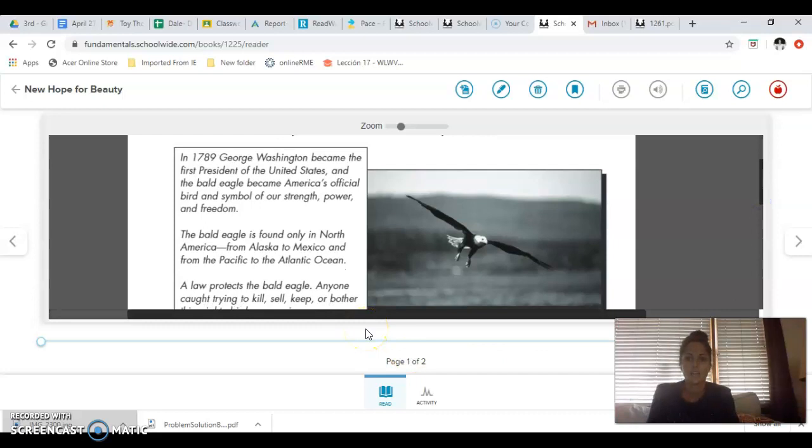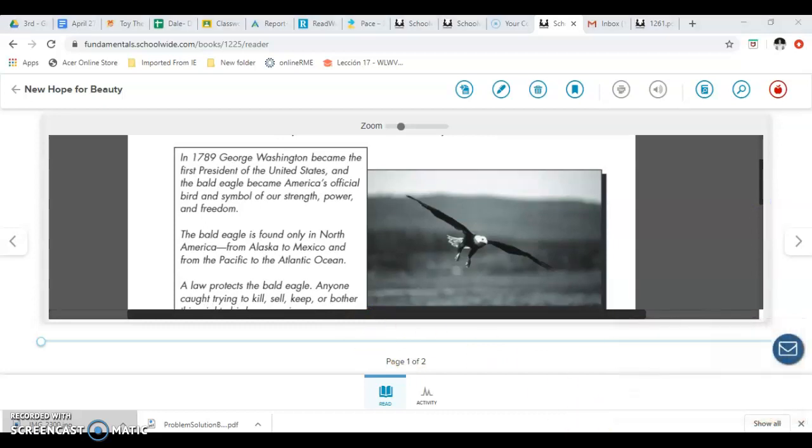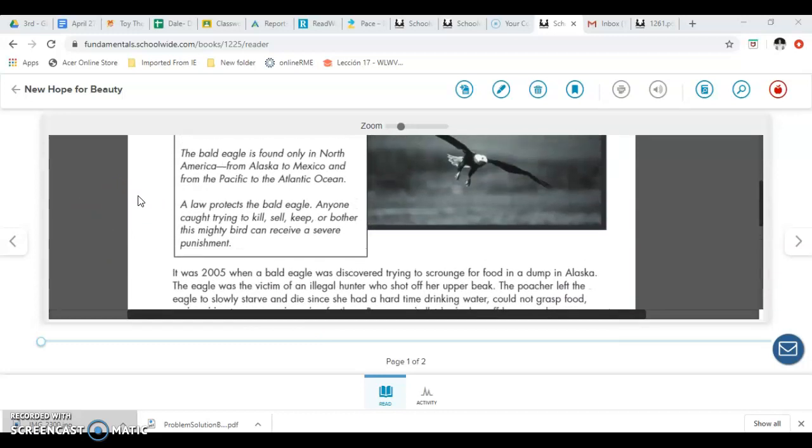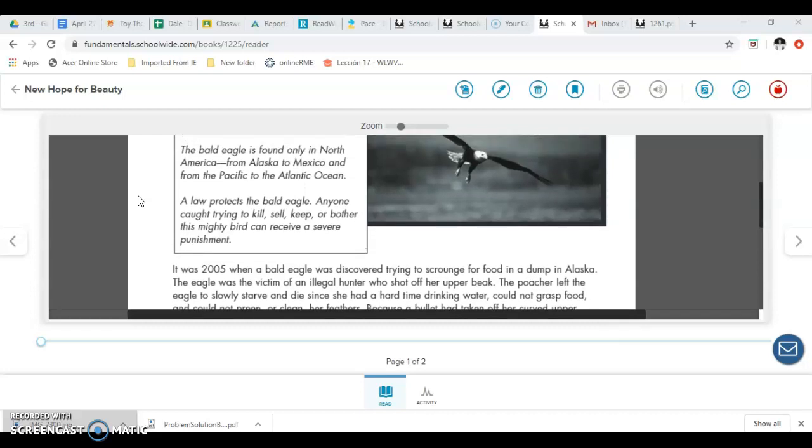In 1789, George Washington became the first president of the United States, and the bald eagle became America's official bird and symbol of our strength, power, and freedom. The bald eagle is found only in North America, from Alaska to Mexico and from the Pacific to the Atlantic Ocean. A law protects the bald eagle. Anyone caught trying to kill, sell, keep, or bother this mighty bird can receive a severe punishment.